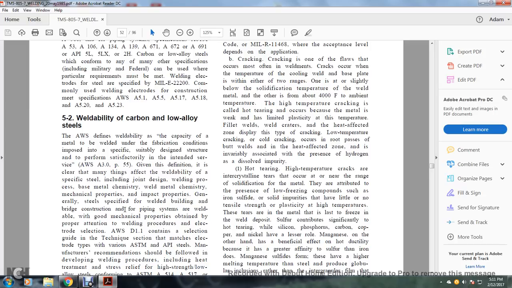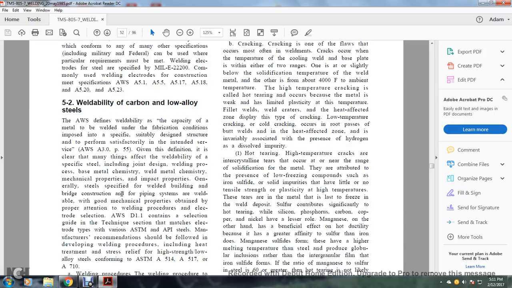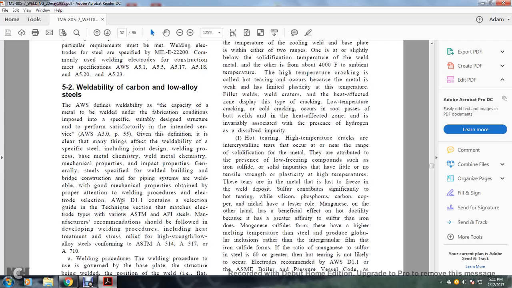American Welding Society D1.1 contains the selection guide and a technique section that matches the electrode type to the various American Society for Testing and Materials and American Petroleum Institute steels. The steel manufacturer's recommendations should be followed when developing welding procedures, including heat treatment and stress relief, with high strength alloys conforming to ASTM material A514, A517, and A710.